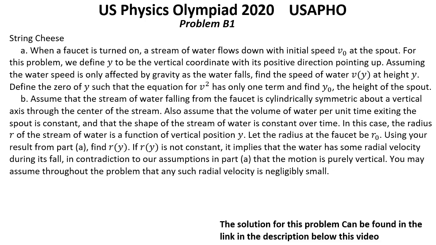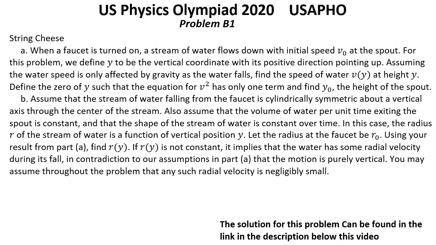v0 at the spout. For this problem we define y to be the vertical coordinate with its positive direction pointing up. Assuming the water speed is only affected by gravity as the water falls, find the speed of water v as a function of y at the height y. Define the zero of y such that the equation for v squared has only one term, and find y, the height of the spout.